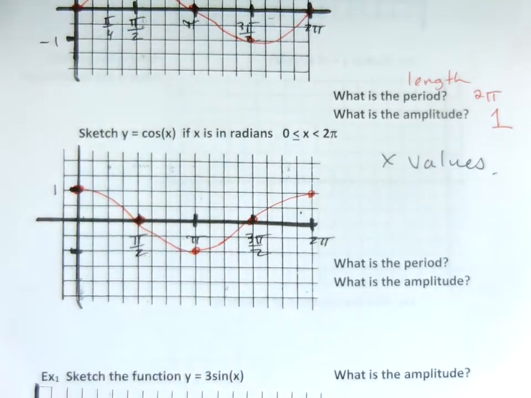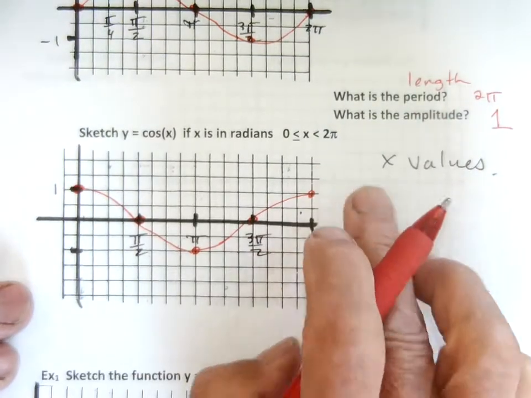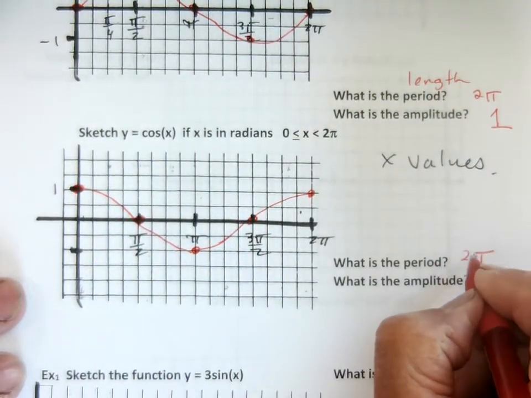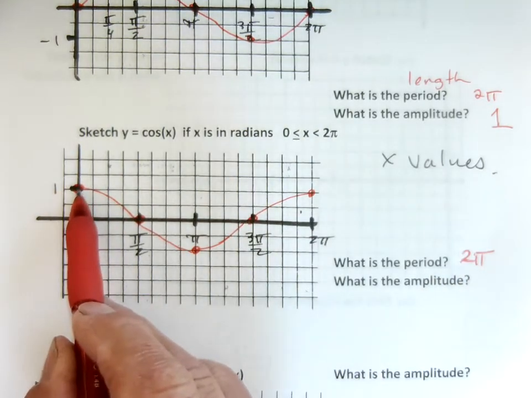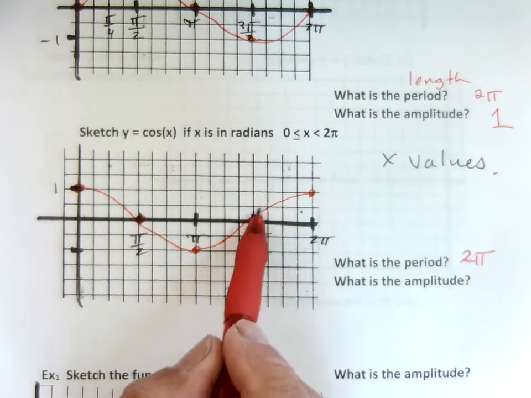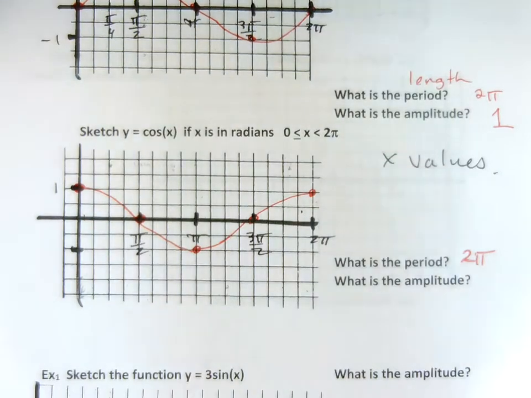So then, again, what's the period? Well, from here to here, it starts to repeat itself, so its period is 2 pi. That's the length of one full curve. Because we'll go top of the roller coaster, whee, we get to here, and we do it again, right? So the period's 2 pi and the amplitude is 1, okay?